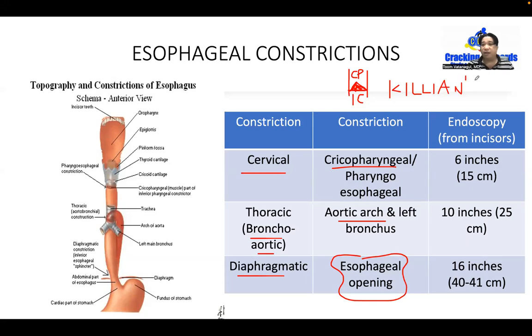So what is the significance of Killian's triangle? Killian's triangle is the weakest portion of the esophagus. Therefore, this is where perforation usually occurs. At the same time, this is where a diverticulum would most likely occur because it is the weakest portion. So it's found right between the inferior constrictor and the cricopharyngeus muscle. So perforation can occur there, and it's usually iatrogenic.